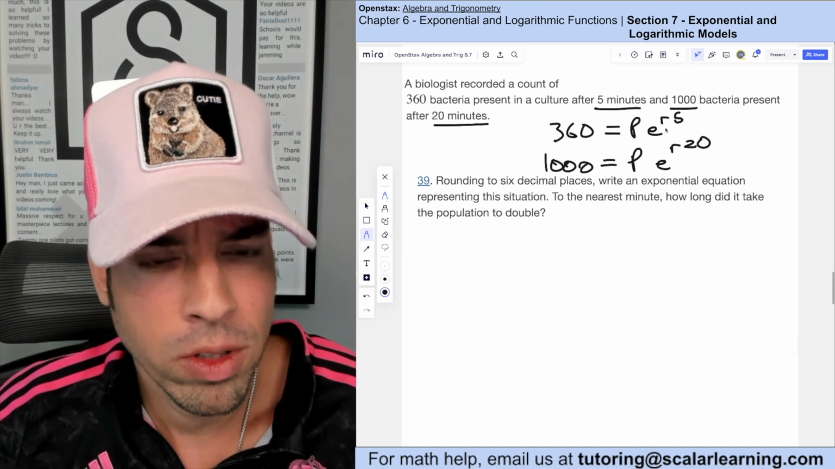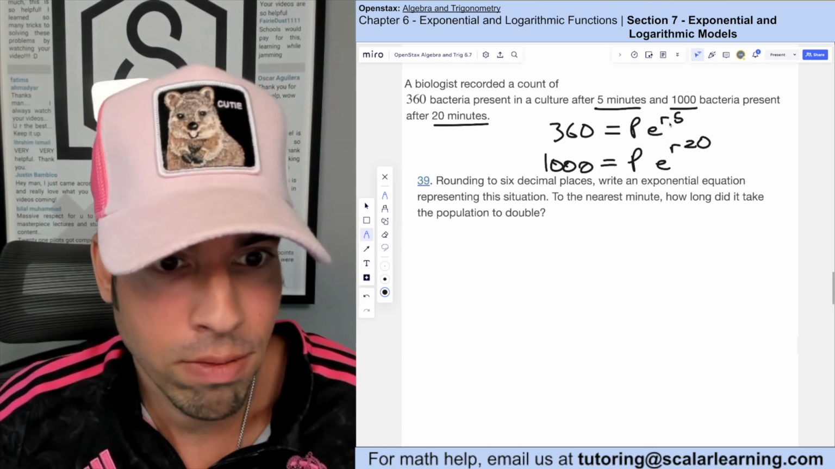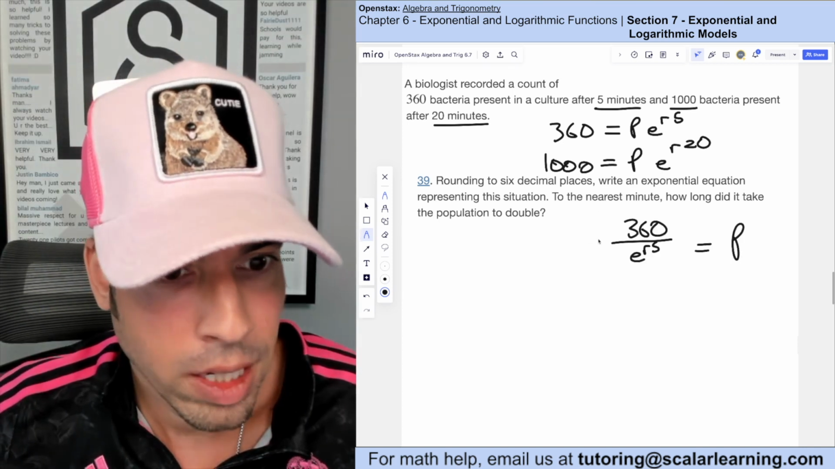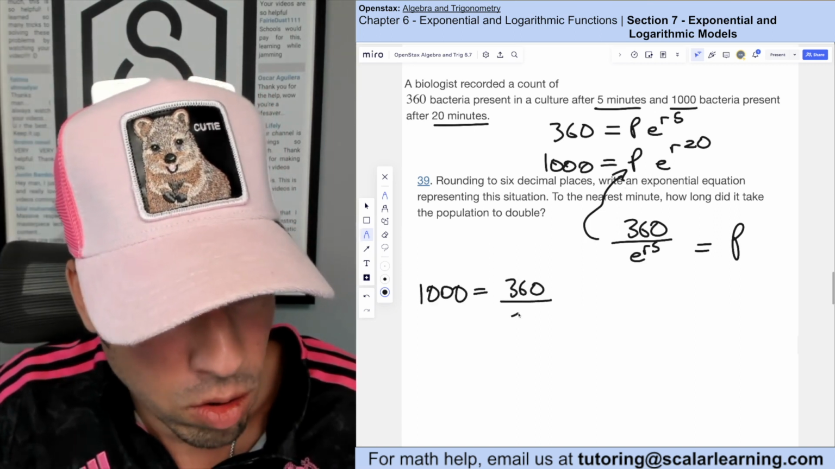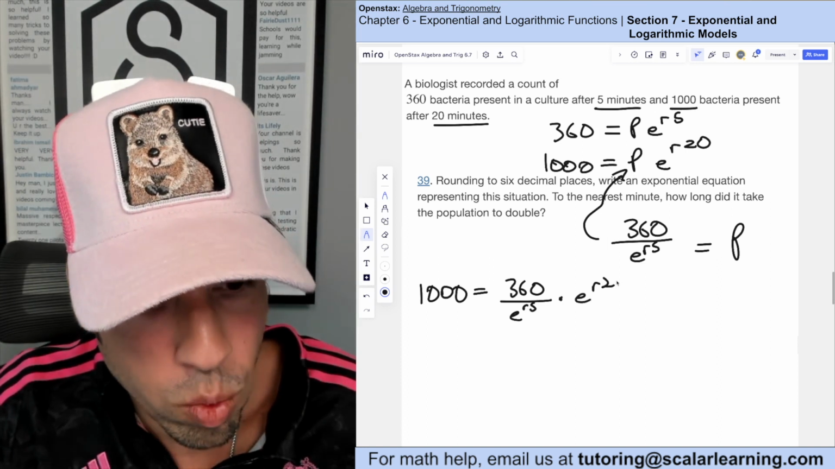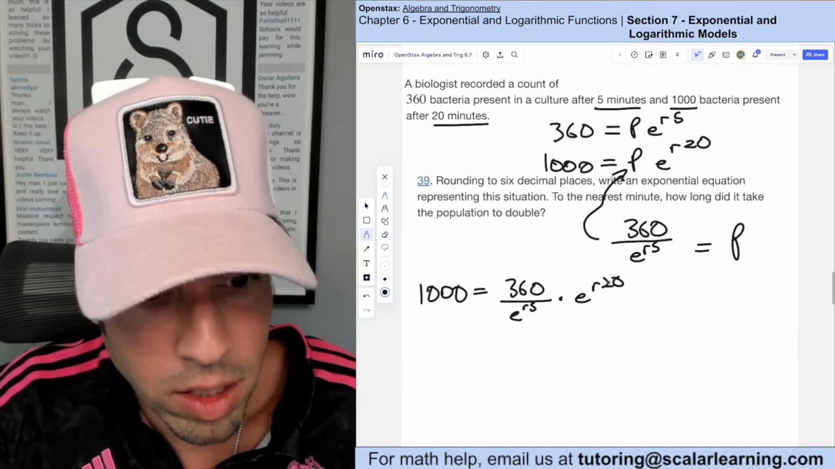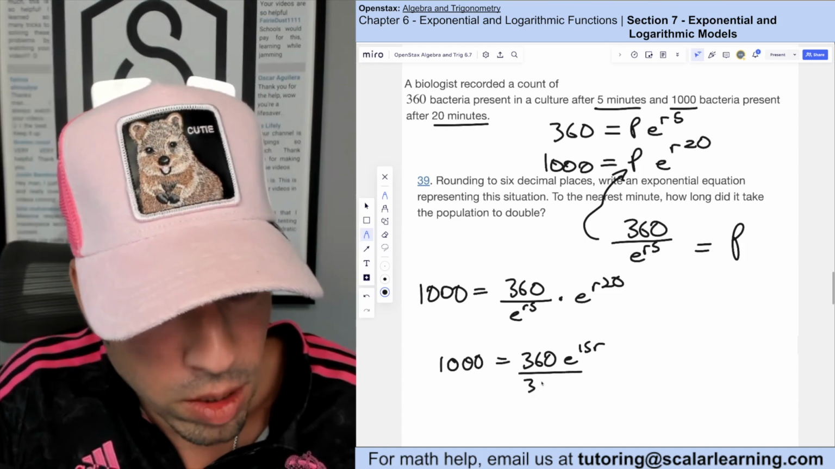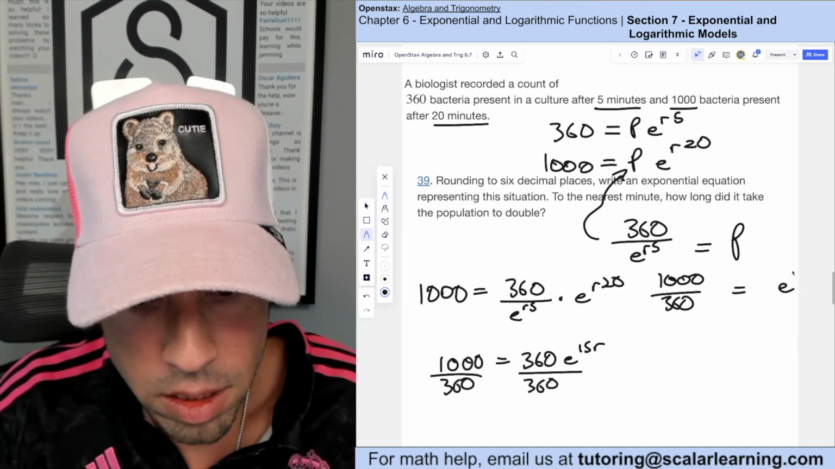For this first one, I'm going to divide by e to the r5, or e to the 5r, and get a value for p. Then I'm going to plug it in for p up here. So now I have 1,000 equals 360 over e to the r5 times e to the r20. Now I can subtract these exponents because I have the same base. So 20r minus 5r is 15r. Then we divide both sides by 360. Then I have 1,000 over 360 equals e to the 15r.